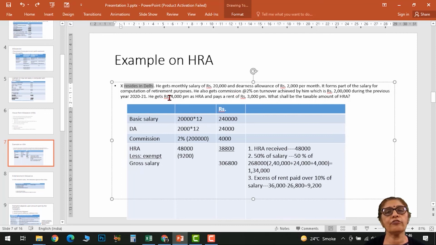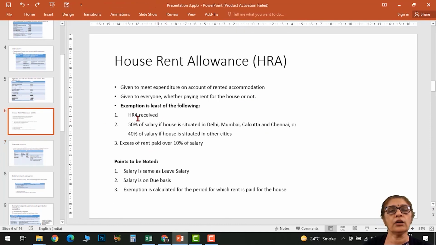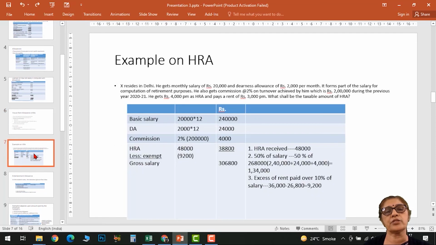He gets 4,000 per month as HRA. So what he's getting is 4,000, but he's paying a rent of 3,000. Now it's not that if he gets 4,000 and pays 3,000, 3,000 is exempt and 1,000 into 12 is taxable. No. We have to apply the rule that we have just discussed to find out the amount of HRA exempt. So how do we go about it?